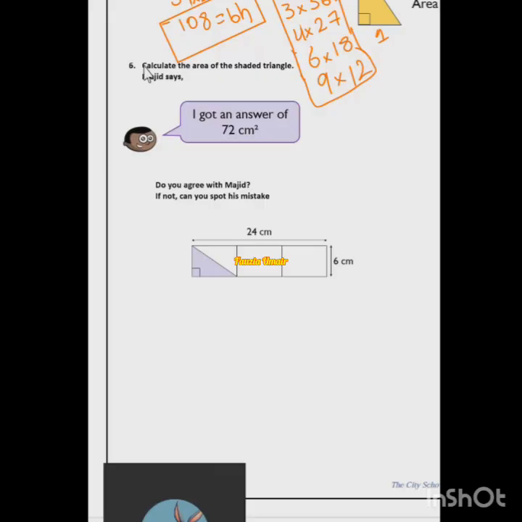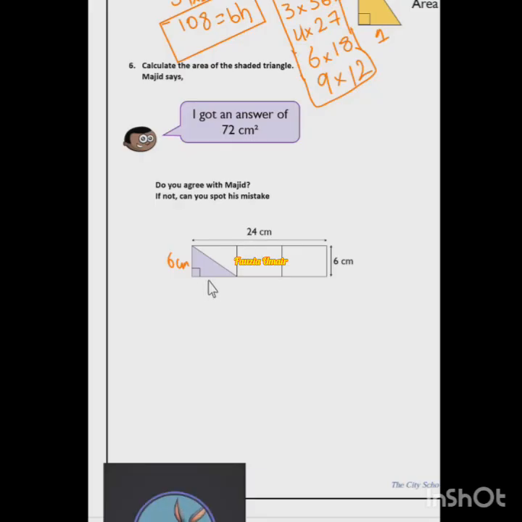Now this question: calculate the area of the shaded triangle. Majid says, I got an answer of 72 centimeters squared. Do you agree with Majid? If not, can you spot the mistake? What do you think? How can we find the area of this shaded triangle? What is the height? The height will be 6 centimeters. And to find the base, you'll divide 24 by 3.